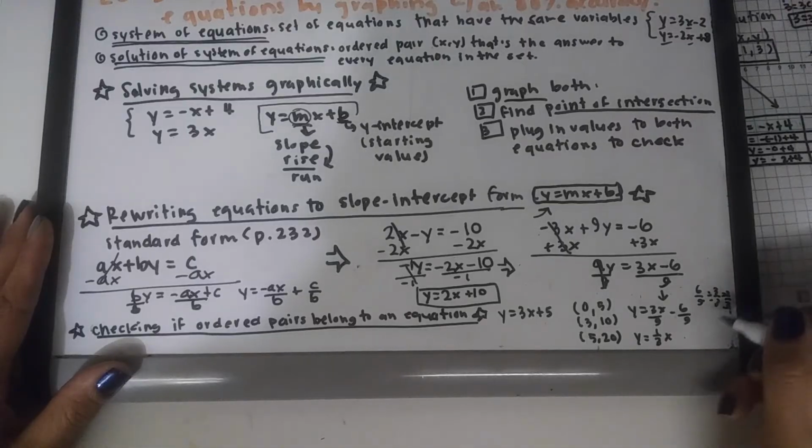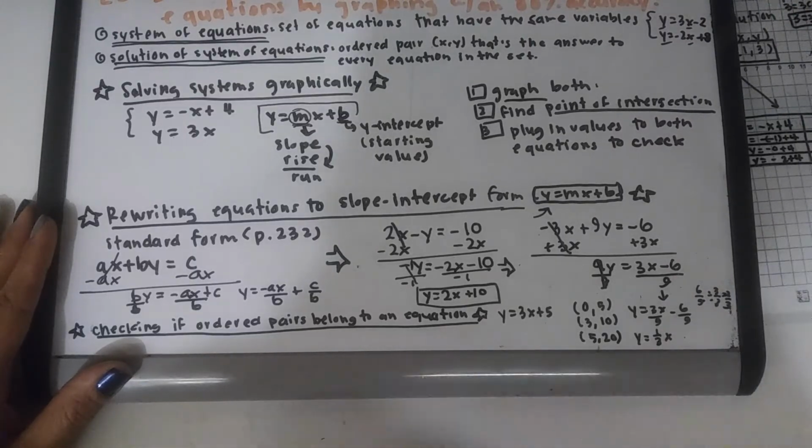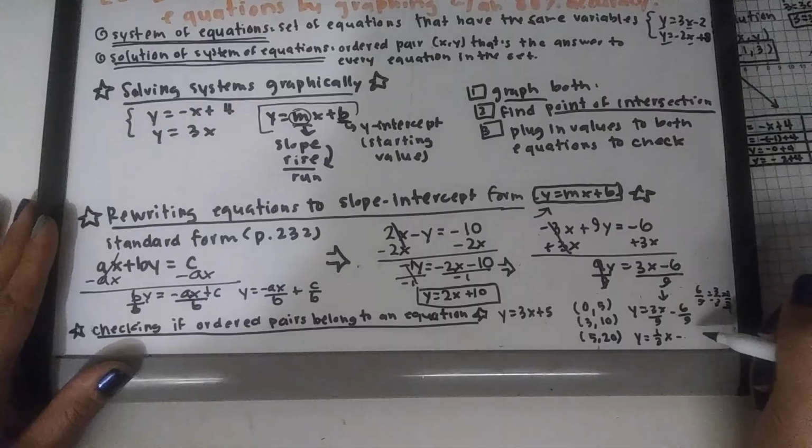Or if you do decimal form, never mind, don't do decimal form because you're going to end up with a repeating number. So minus 2 over 3, and I'm done with that one.